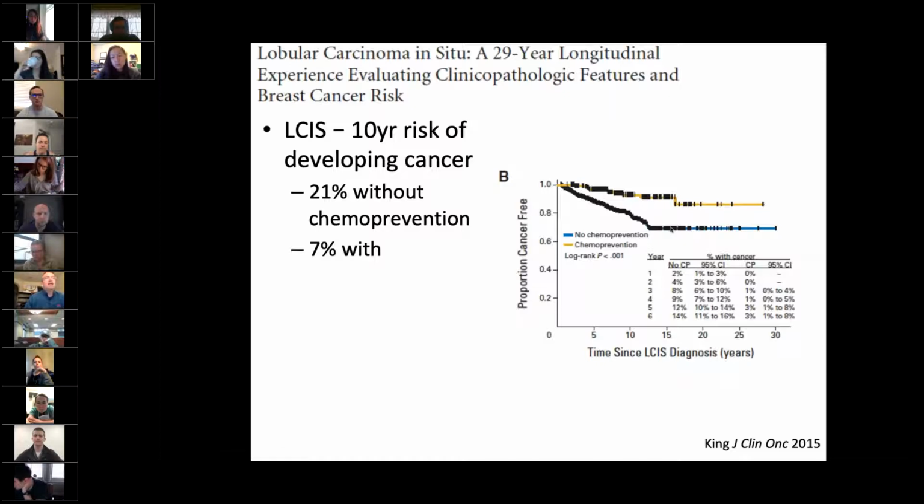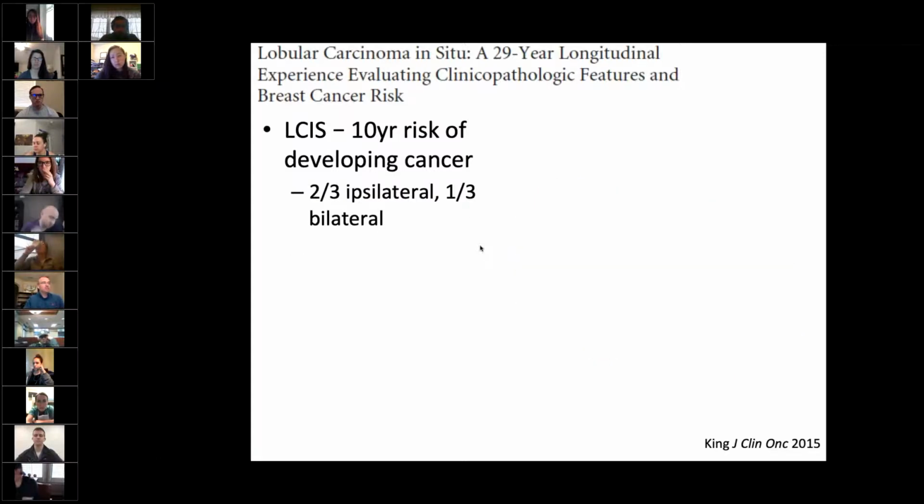But again, if you're 80 years old, your 30-year risk is not overly important if you have a bunch of comorbidities, et cetera. But when we think about chemo prevention, we're talking usually about women in their 40s to 60s, younger women who we want to treat more aggressively. So we can significantly reduce their risk with chemo prevention.